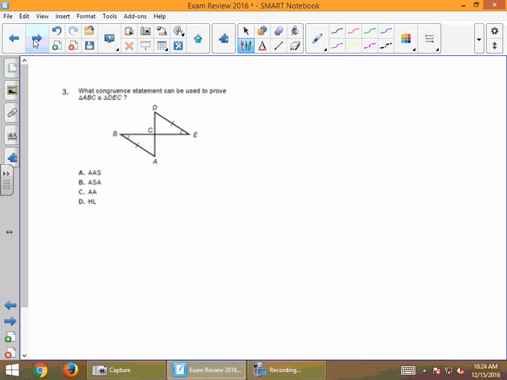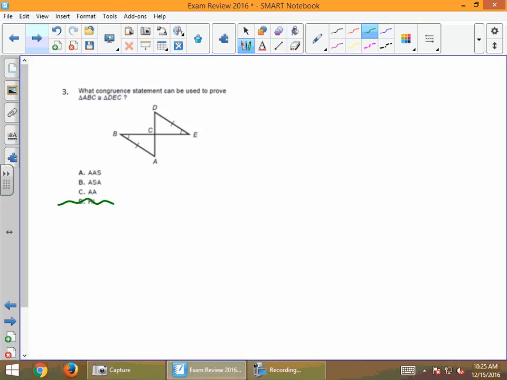All right, number 3. We look at number 3. What congruent statement can be used to prove that triangle ABC is congruent to triangle DEC? When I have multiple choice, I like to rule out answers. Have we ever really talked about HL? Has that ever been an option? No. Oh, that could be an option here. Go away. All right, roll that one out.